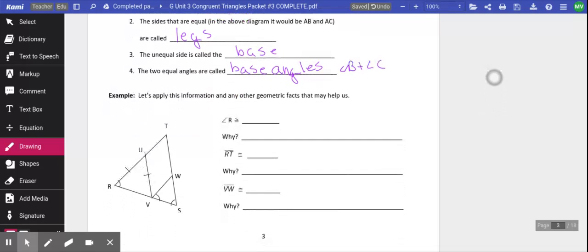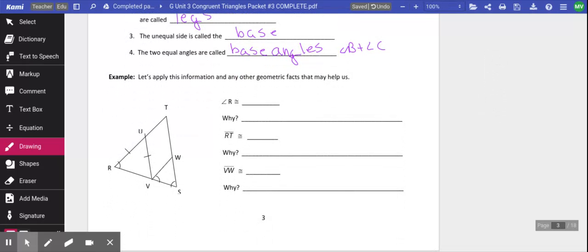So let's apply the theorem up here. So we know angle R is congruent to the angle at V, which we need to be more specific about. We name it UVR. And we know that because UR is congruent to VU. And so we know that by the isosceles triangle theorem.